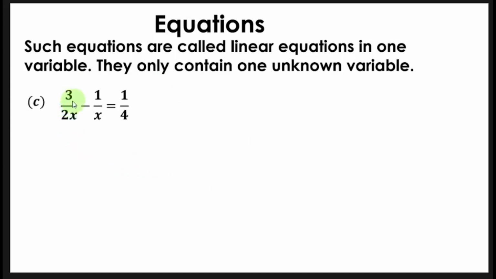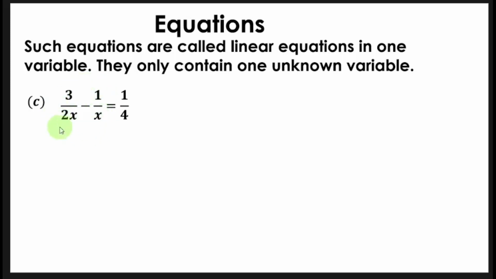C says 3 over 2x minus 1 over x is equal to 1 over 4. Since this is a fraction on the left side of the equal sign, and this fraction contains x and this fraction also contains x, first of all, we must make this fraction to be single. That's when we'll be able to solve for x in this equation.